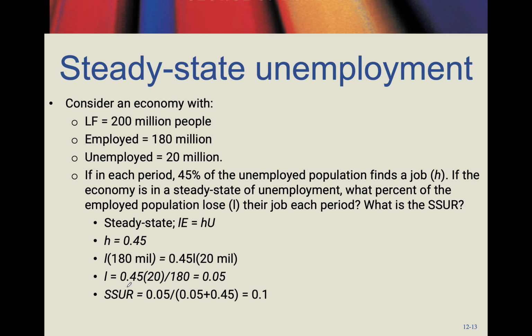Solving this, we have the following, and the answer is 0.05 or 5%. L therefore is equal to 5%. We can say that the probability or the fraction of workers in the economy that lose their job at each period is 5%. And if we solve for the steady state unemployment rate, we get this answer, which is 0.1 or 10%. That is the level of steady state unemployment in the economy at that particular period in time.